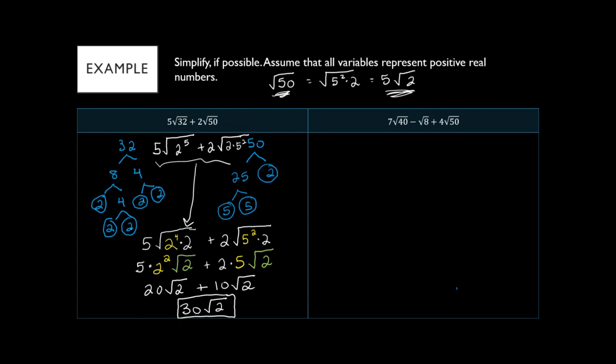And then, so question, what did we do to get 5 on the outside? That was coming from this 5 squared. So once the square root, to get it on the outside, you divide the exponent by 2. Since the exponent was 2, 2 divided by 2 is 1, so we just have a single 5 on the outside. And then that square root of 2 stays there because that exponent is 1. If you divide it by 2, you get a decimal, and that's not going to make sense.